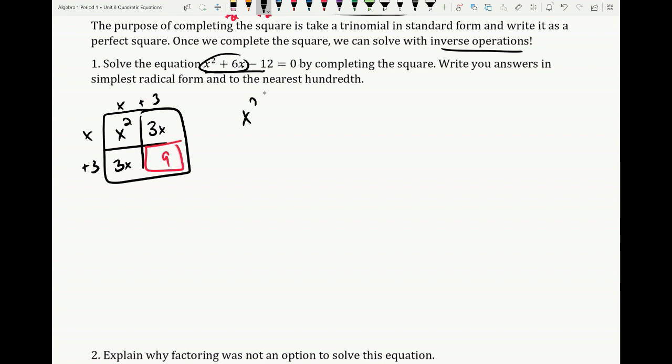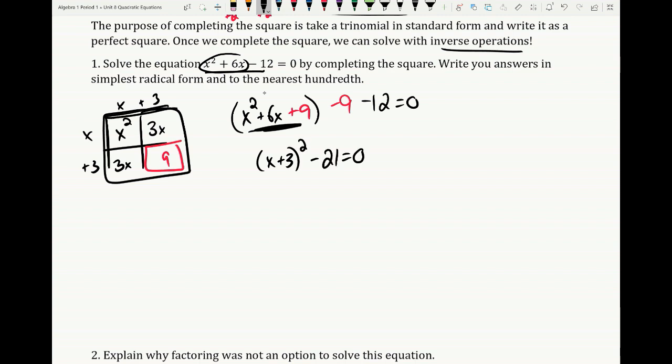So here we go, x squared plus 6x plus 9. But if I add 9, I also have to counteract with a negative 9. Minus 12 equals 0. Now I'm actually going to complete the square. I'm going to factor this as x plus 3 squared. I made a perfect square here, literally. Minus 21 equals 0. I'm done completing the square.